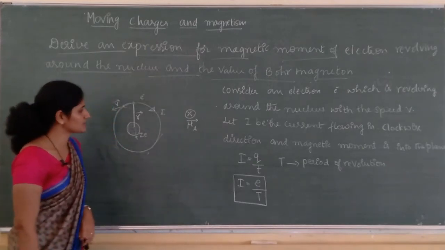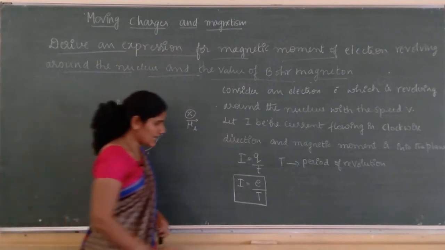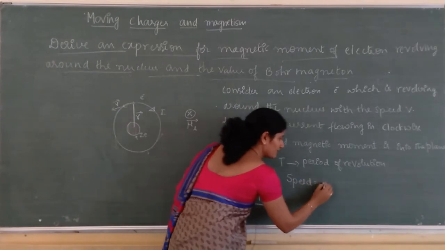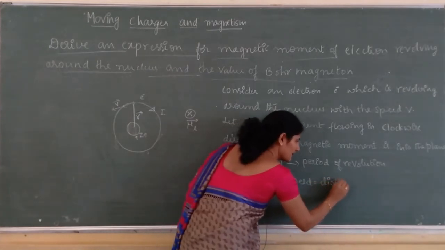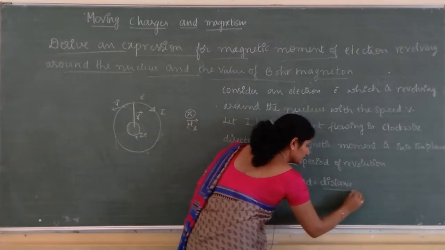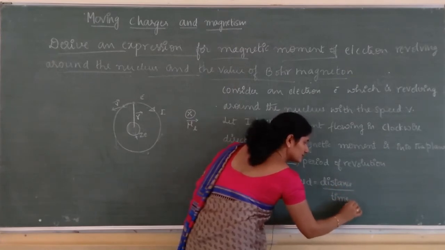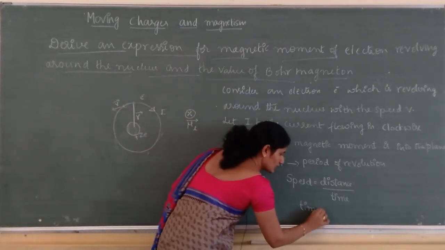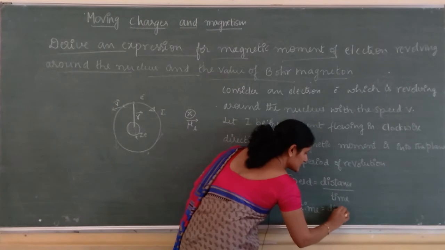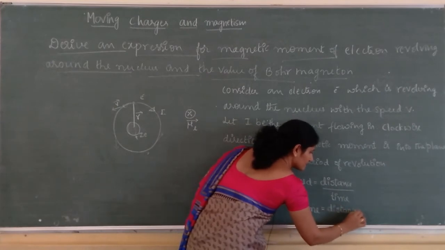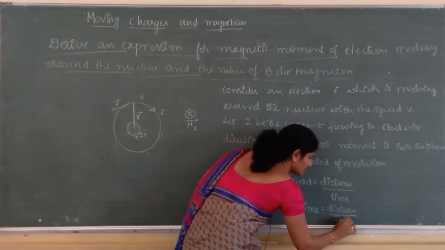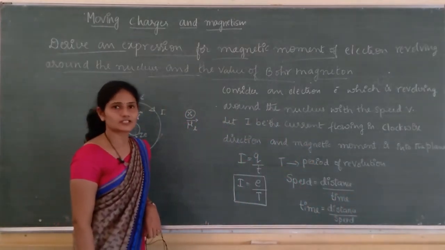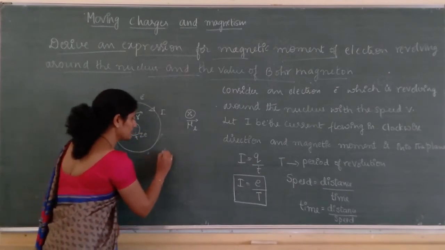Now, let us see what is the expression for T. We know that speed is equal to distance by time, or time is equal to distance by speed. Time is equal to distance by speed. Time is T, time period T.